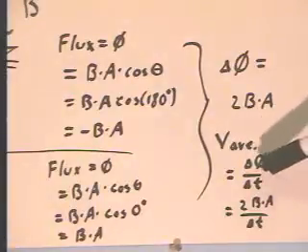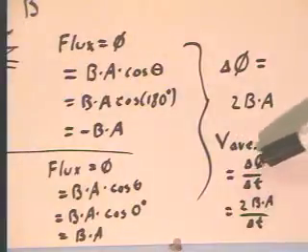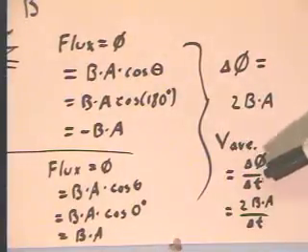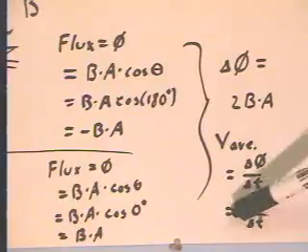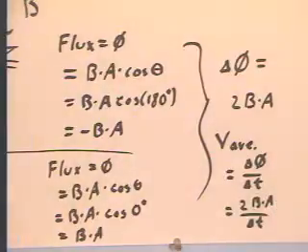So our average voltage is going to be the average rate at which the flux changes, delta phi over delta t. In this case, that's 2BA over delta t.